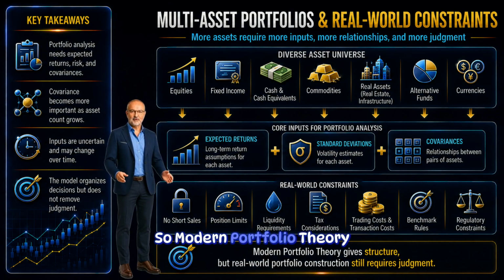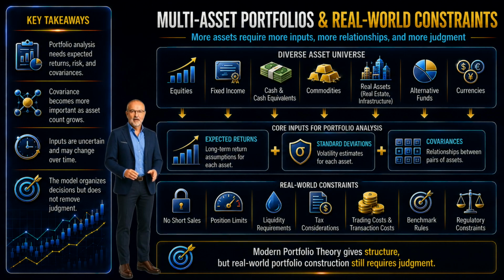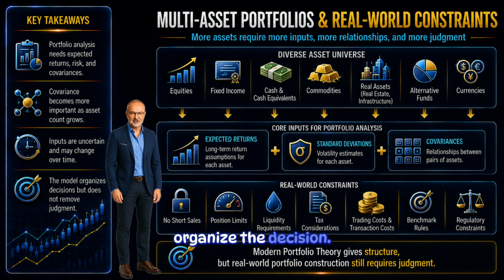So modern portfolio theory gives us a clean framework, but real-world portfolio construction requires judgment. The model helps us organize the decision. It doesn't remove uncertainty. This is exactly why it is valuable. It gives investors a disciplined way to think about trade-offs.